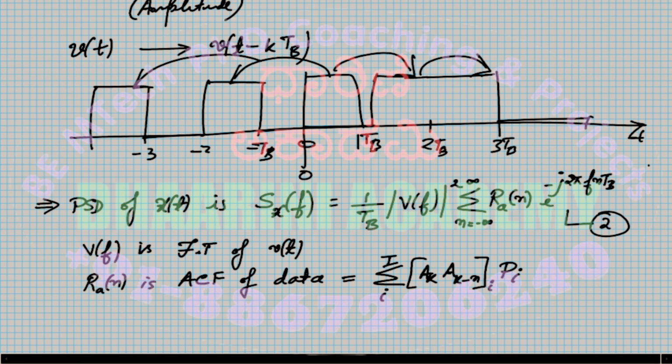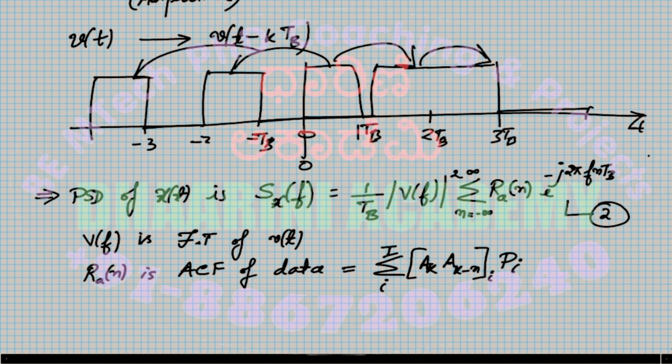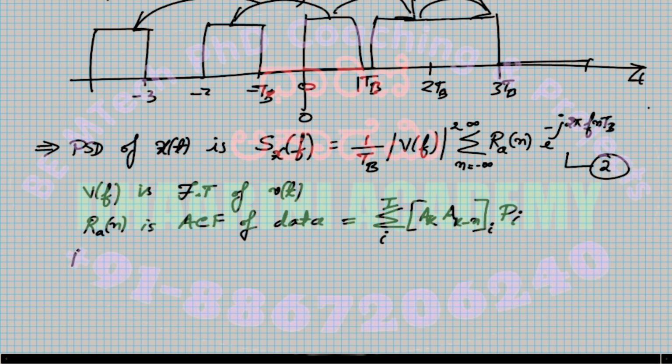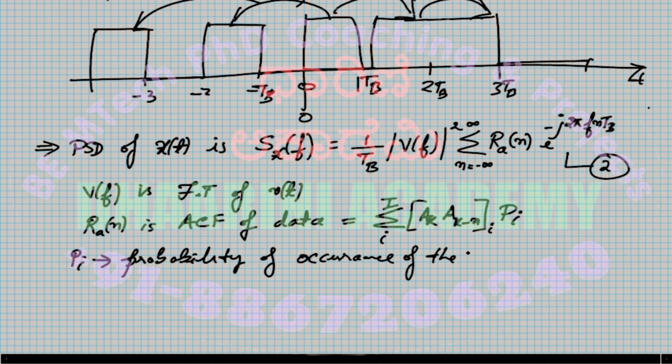Okay, I'll write this anyway. Ak is already defined. So pi is the probability of occurrence of the product. What is the product? There is ak into ak minus n of I. So anyway, we'll come to this point very quickly.